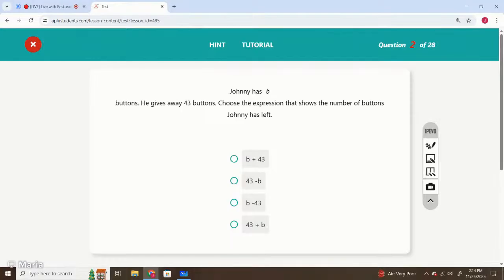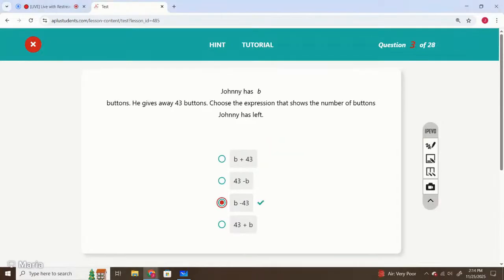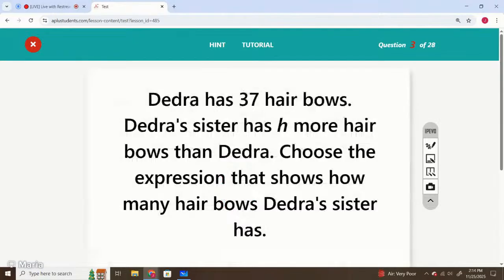Johnny has b buttons. He gives away 23. Choose the expression that shows the number of buttons Johnny has left. So he has b, he gave away 23. So that would be b minus 23. Option number 3 is the correct option.